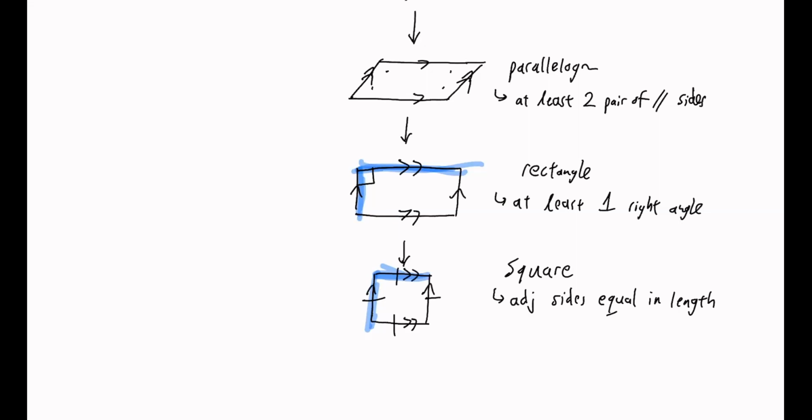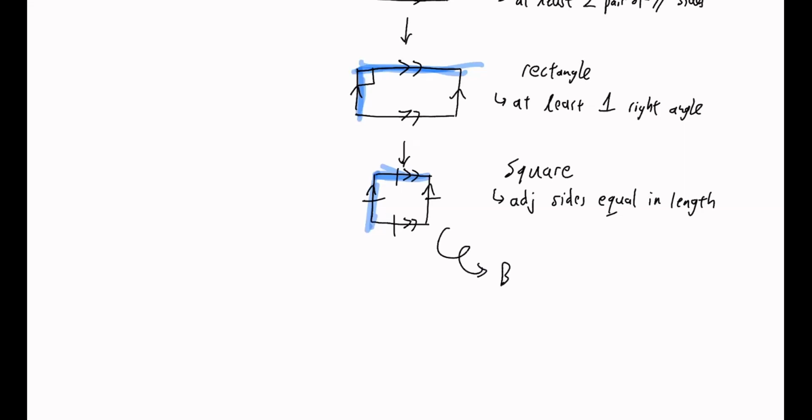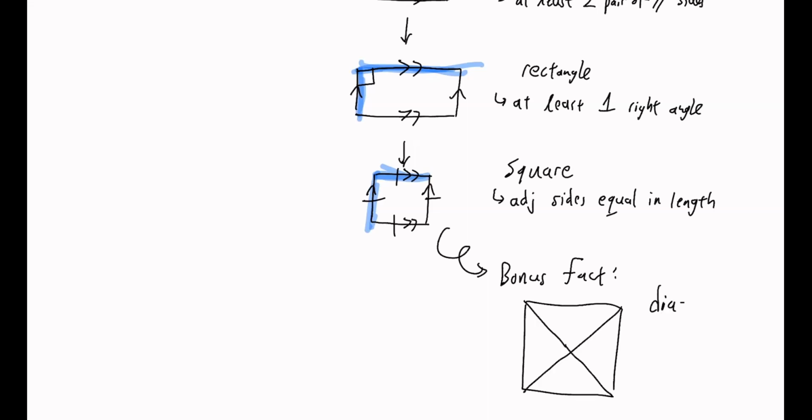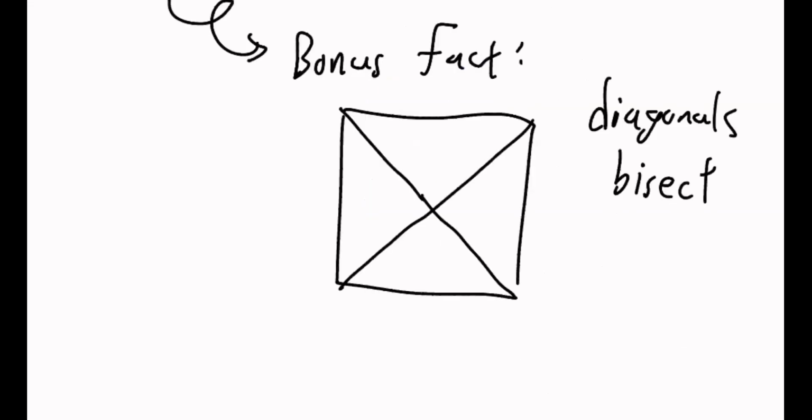What else? Just a bonus fact for squares: their diagonals bisect each other. This will be useful in coordinate geometry. So what I mean is, here same length, there same length. Actually, all four are the same. Just an extra fact.